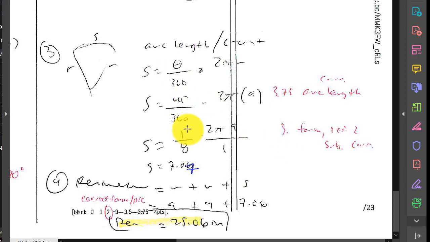If you reduce that, you get 1/8, and if you multiply across and then divide by 8, you get 7.07 as your arc length of the crust of the pizza. If you just got arc length correct, then I give you 3.75. You're supposed to take the 7.07, put it up here, and then radius was 9. Radius is 9, so if you add all 3 of those together to get your perimeter, then you'll get 25.06.